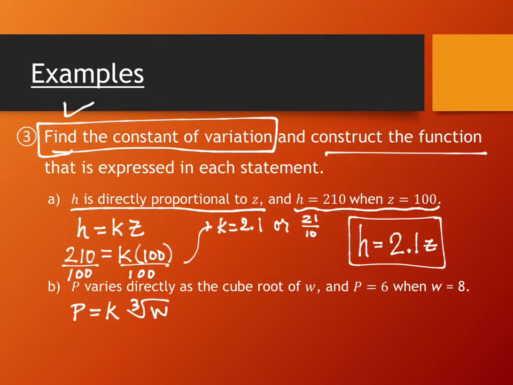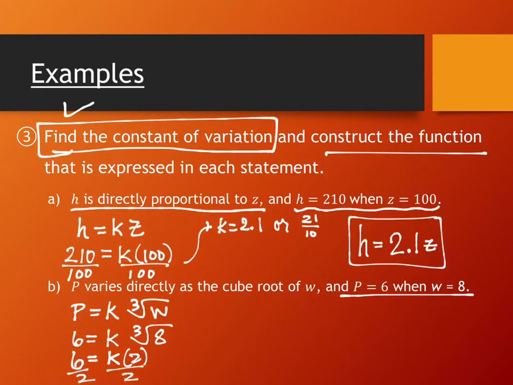And then they give us some values, right? They tell us what P and W are. P is 6, W is 8. So what is the cube root of 8? 2. And if I divide by 2, what will k be? What is it? 3. K's 3.